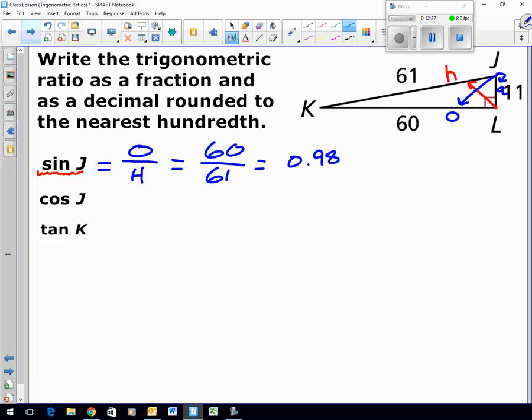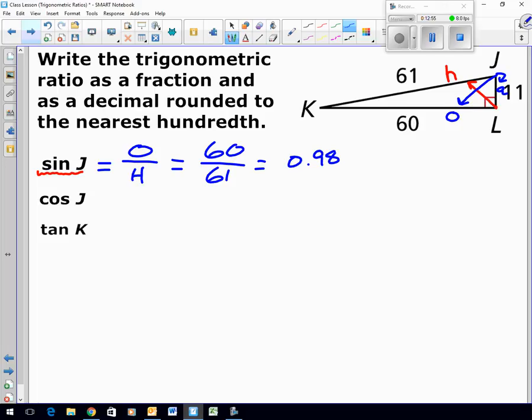Next, I look at cosine of J. This would be one problem, this would be the second, this would be the third. Sine J is just talking about angle J. I could also ask you about sine K, but we're going to get to that in just a second.